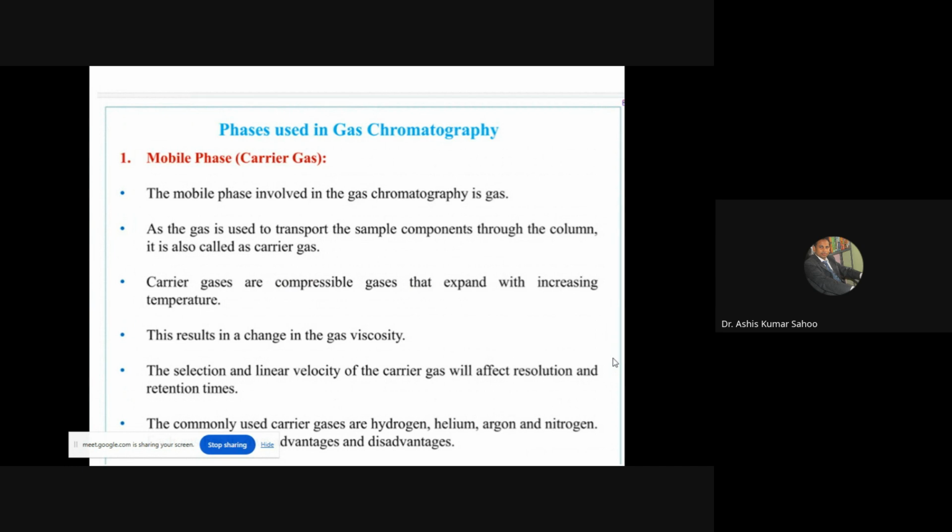As the gas is used to transport the sample components through the column, it is called a carrier gas. Carrier gases are compressible gases that expand with increasing temperature. This results in a change in the gas velocity. The selection of linear velocity of the carrier gas will affect the resolution and retention times. Carrier gases are hydrogen, helium, argon, nitrogen, etc. So this is all about the mobile phase.